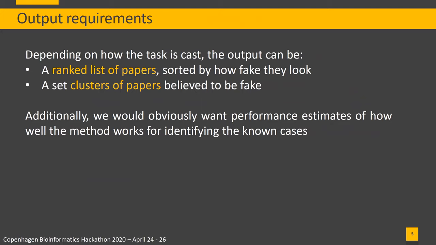And the output requirements, really what we want ideally is just a ranked list of papers. We want to run this method on either all the full text articles we have access to or entire PubMed if you're just needing titles, abstracts, and metadata as input, and then simply rank the papers based on how likely are they to be fake. Or alternatively, if you take it as a clustering approach, give me clusters of papers saying this group of papers look like they're fake and from the same paper mill. That's it.